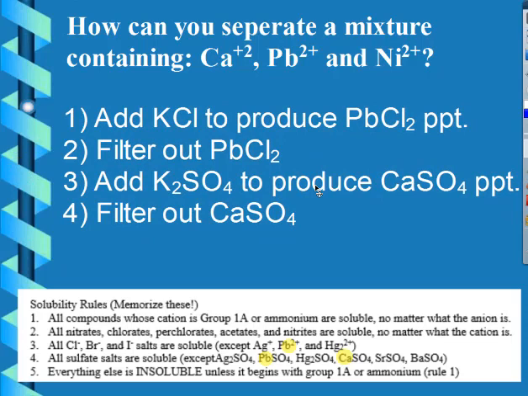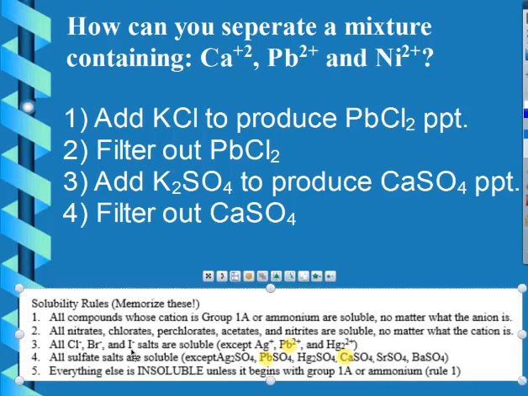So just to change it up a little bit, I added potassium chloride to produce lead chloride. But you could have said any group 1A chloride, bromide, or iodide. So I could have said add potassium iodide to produce lead iodide precipitate.